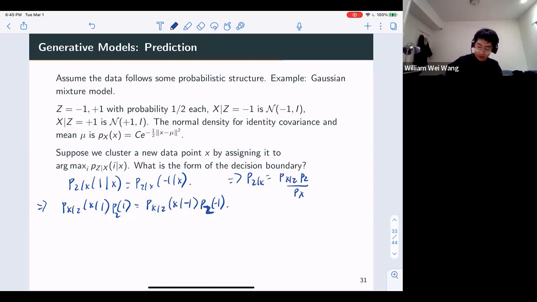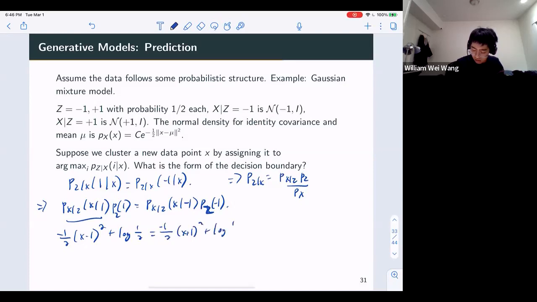Right, so how do you find the form of the decision boundary now? Maybe it's easier to take logs. If I take logs and expand everything, because this is like e to the -1/2 (x minus mu) squared, this becomes -1/2 (x minus 1) squared plus log of 1/2, equals -1/2 (x plus 1) squared plus log of 1/2.